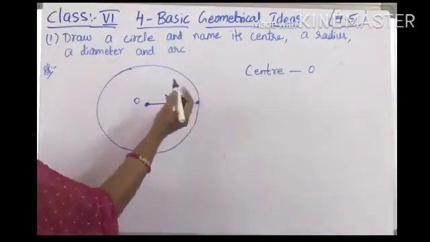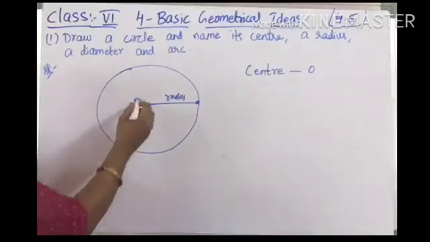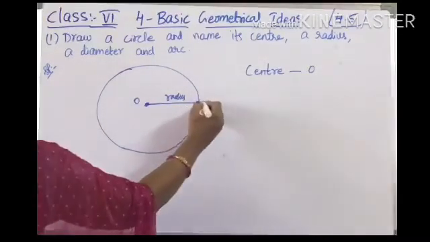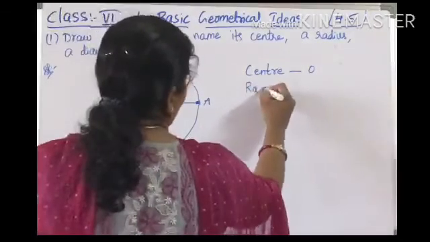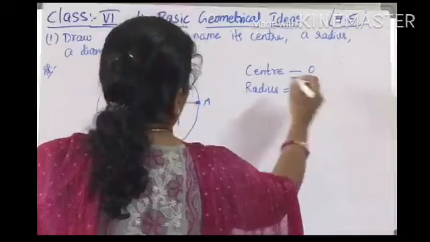How many radii can be drawn in a circle? You can draw infinite radii, and all the radii of a circle are equal. Here I am naming this point as A. So what is the radius here? The radius is nothing but OA in the figure, right?